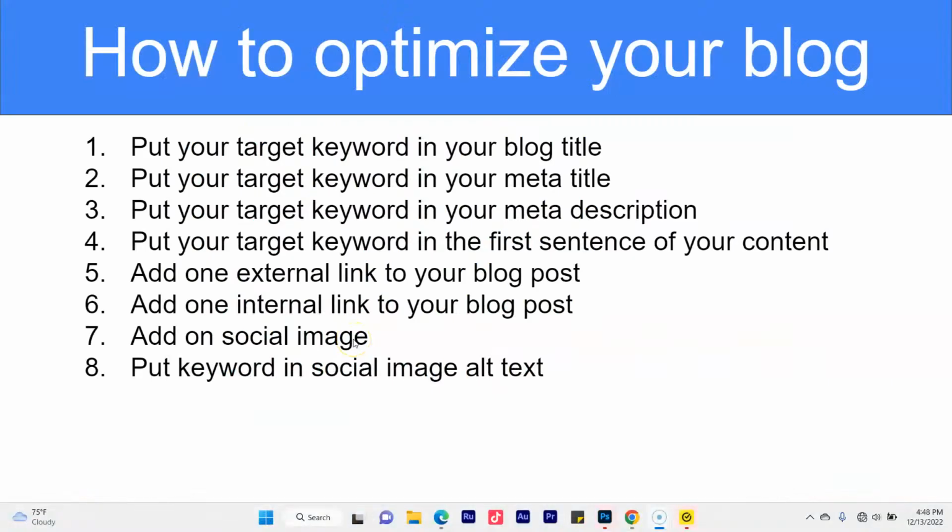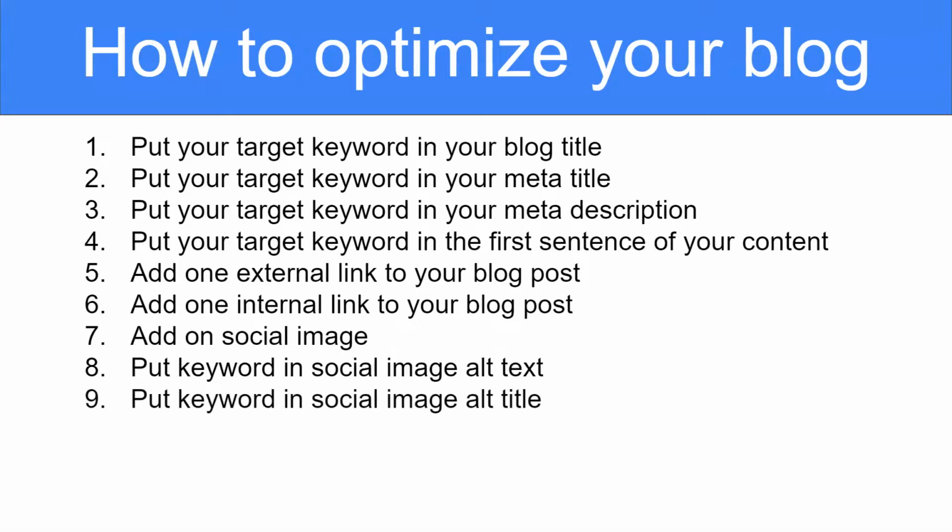All right, let's move on to step number 9. We've done step number 1, 2, 3, 4, 5, 6, 7, 8. Step number 9 is put the keyword in your social image alt title. So let me show you how to do that. Keep it locked.